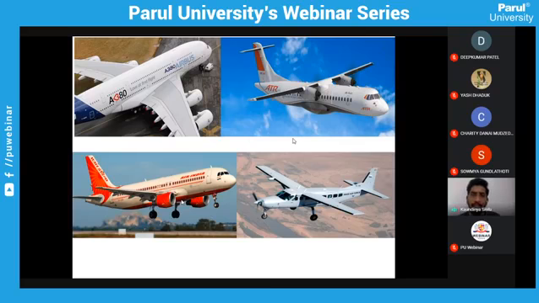So these require turboprop engines. This doesn't have a bypass in the same sense. These have low thrust compared to a turbofan engine, but a high bypass compared to turbofan engines.